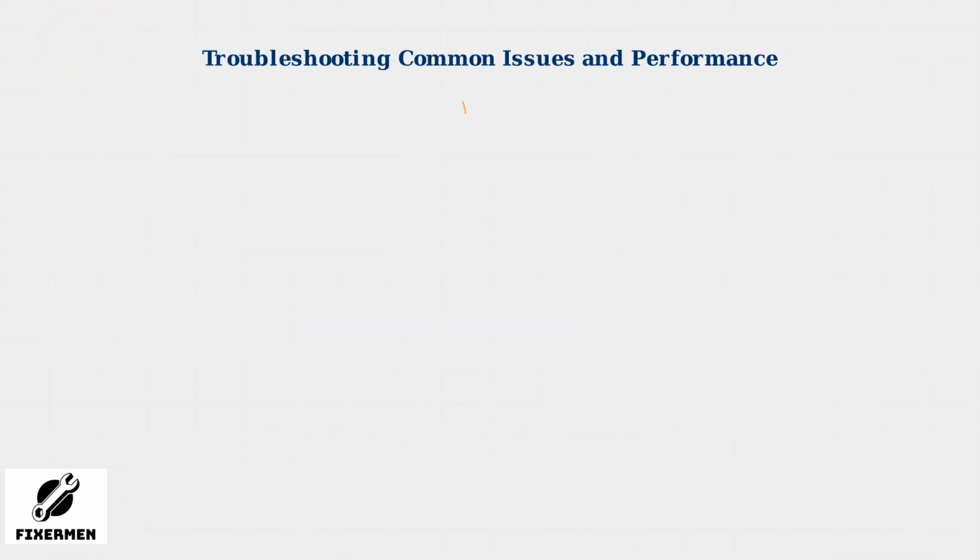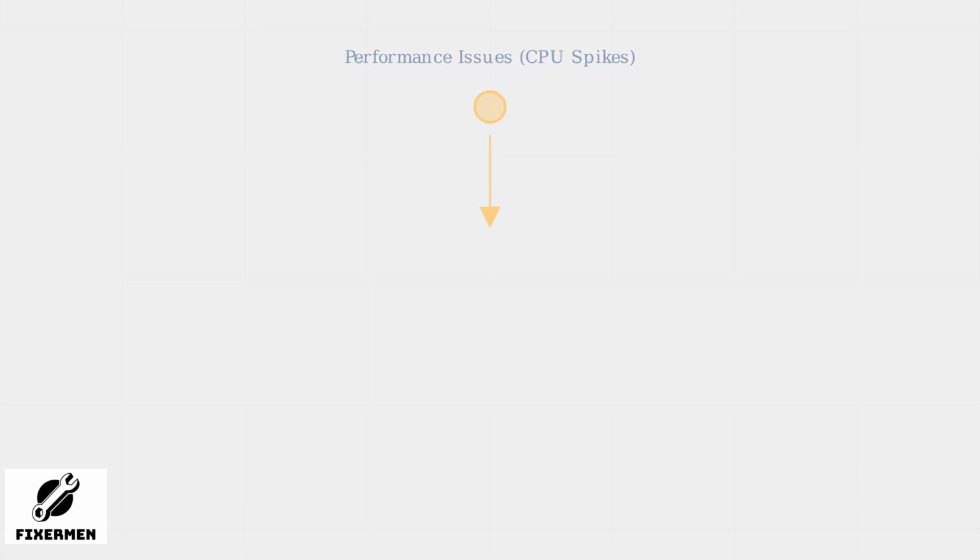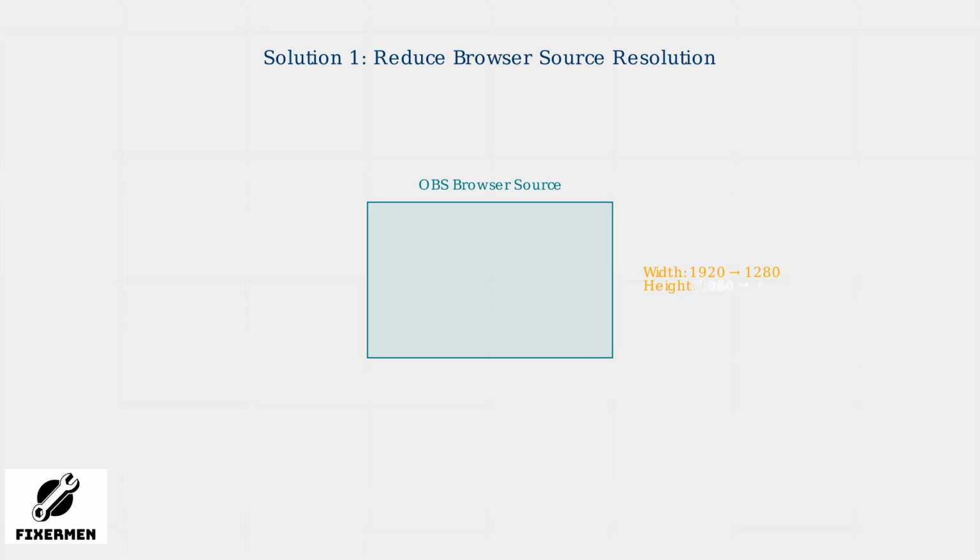When using Bongo Cat in OBS, you might encounter performance issues like CPU spikes that affect your stream quality. Let's explore some troubleshooting steps to optimize performance. Performance issues often manifest as CPU spikes, where your computer's processor usage suddenly increases, causing lag or dropped frames in your stream. First, try reducing the resolution of your browser source. In OBS, right-click the Bongo Cat source and select Properties. Lower the width and height values to reduce the rendering load on your CPU.